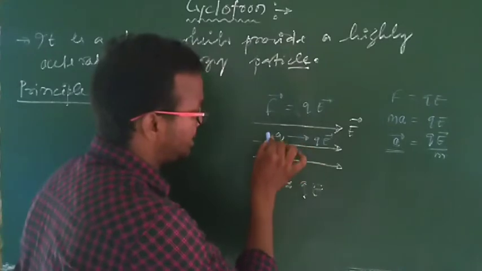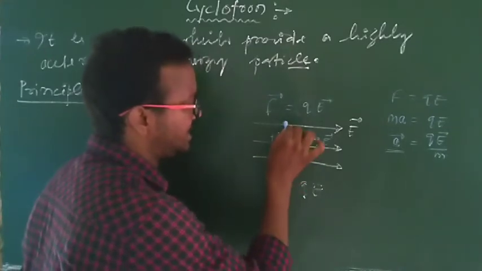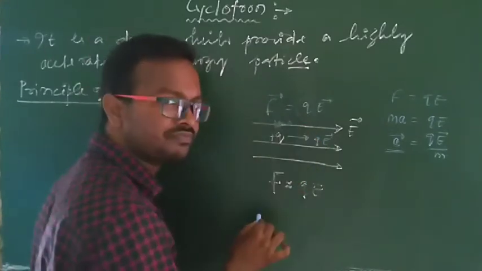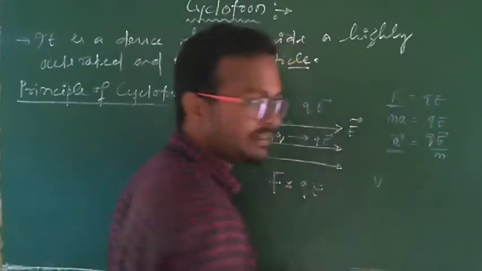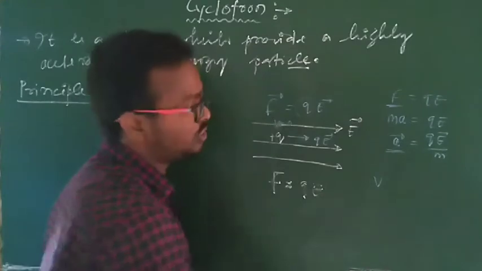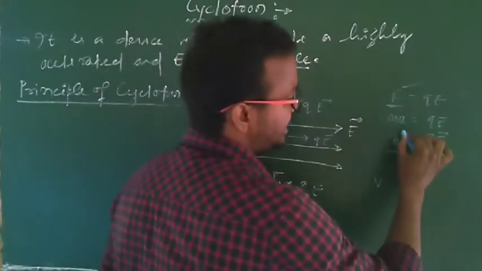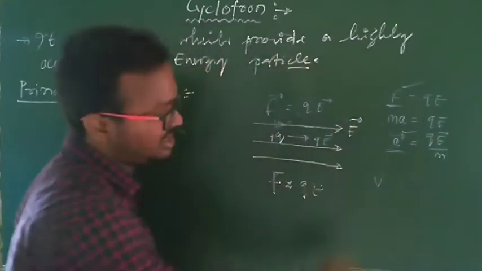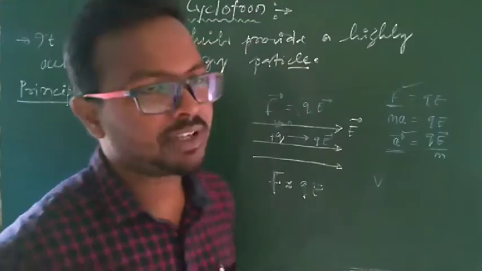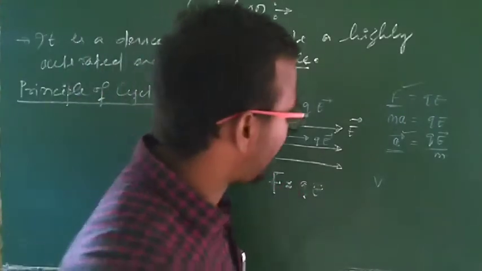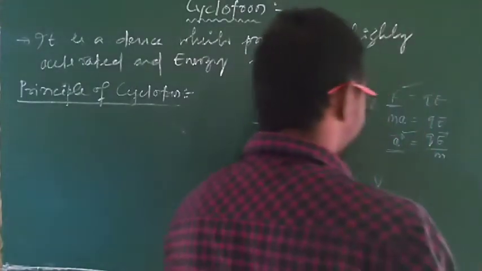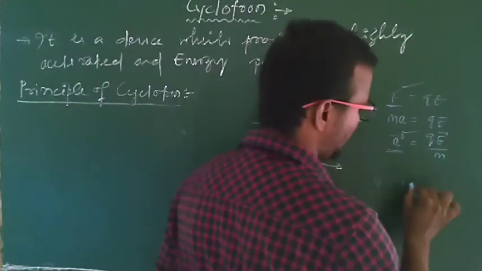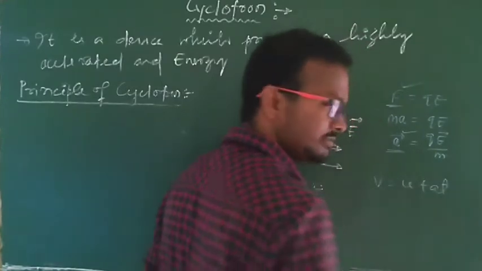Suppose initially the charged particle was at rest, that is, initial velocity v equal to 0, and the final velocity can be written. Because this force is constant and the electric field is constant, the electrostatic force is constant. That means acceleration is constant. If acceleration is constant, we can apply the kinematic relation, that is v equal to u plus at.